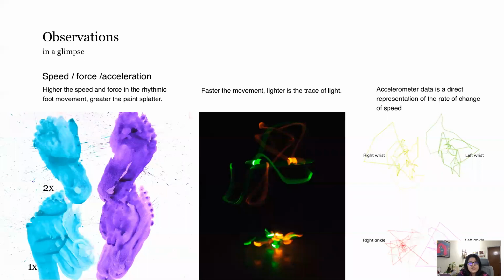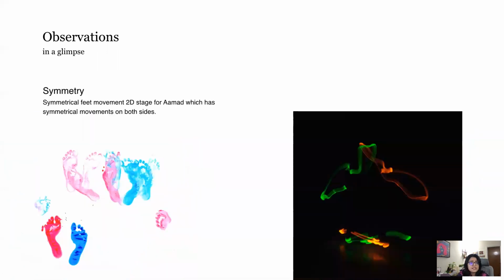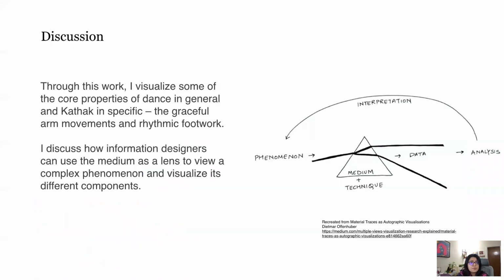These 3 experiments resulted in visualizing different properties of the dance movement and the choreography. I compared these extensively as part of my work. For example, here you can observe different ways in which speed, force, and acceleration can be visualized. Similarly, you can visualize symmetrical movements across different planes of observation.